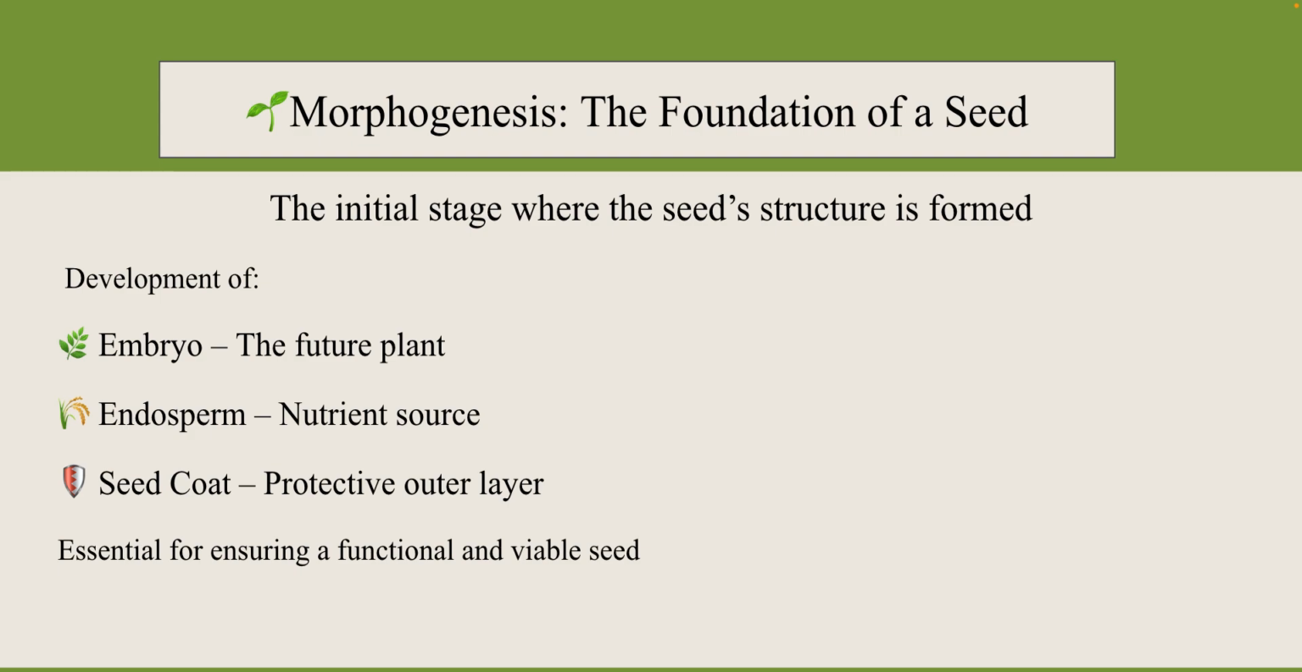Morphogenesis is the initial stage for forming the seed structure. It's the development of the embryo, endosperm, and the start of the seed coat. Morphogenesis starts with the formation of the embryo. After fertilization, the zygote undergoes mitotic cell divisions.